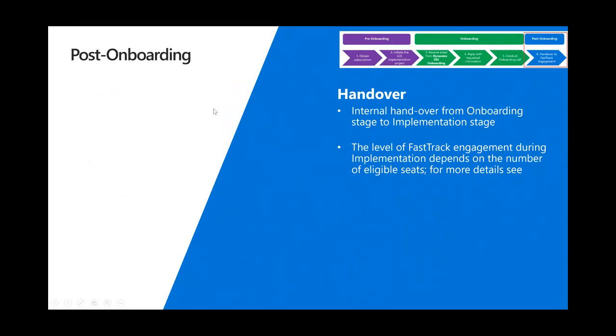Once onboarding has concluded, the project moves on to the next stage, where the customer and the partner focus on the implementation of the solution. For projects that have more than 150 eligible seats, at that stage, a solution architect from the Fast Track team gets assigned, and they will be engaging with the project team within about 5 business days after the onboarding call has concluded. And they will stay engaged until go live.